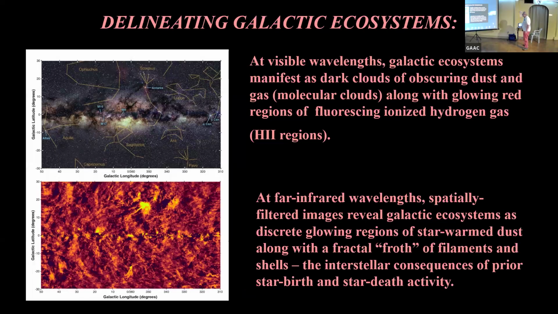So I'm just reiterating here: at visible wavelengths, these galactic ecosystems manifest as dark clouds of obscuring dust and gas. Those are nearby because they have to silhouette the starlight that's behind them, along with glowing red regions of fluorescent ionized hydrogen gas. Those are the H II regions. And then at the far infrared wavelengths, the spatial filtering reveals the galactic ecosystems as glowing regions of star-warmed dust, along with a fractal froth of filaments and shells. If you look at those filaments and shells, you'll conclude, perhaps wrongly, that they've been messed with, interstellar consequences of prior star birth and star death activity.